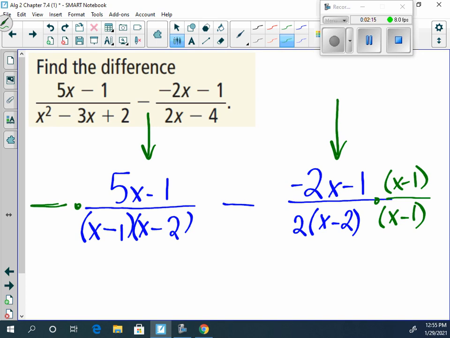Now we're going to go the other direction. What does the one on the right have that the one on the left doesn't? Well, 2. So we're going to multiply it by 2 over 2, to try to make them the same. I think this is a little bit easier than writing x minus 1 times x minus 2 and 2 times x minus 2 on the side and using the least common multiple to figure it out. It's easier if we can just look at it and see this one needs this and this one needs that.